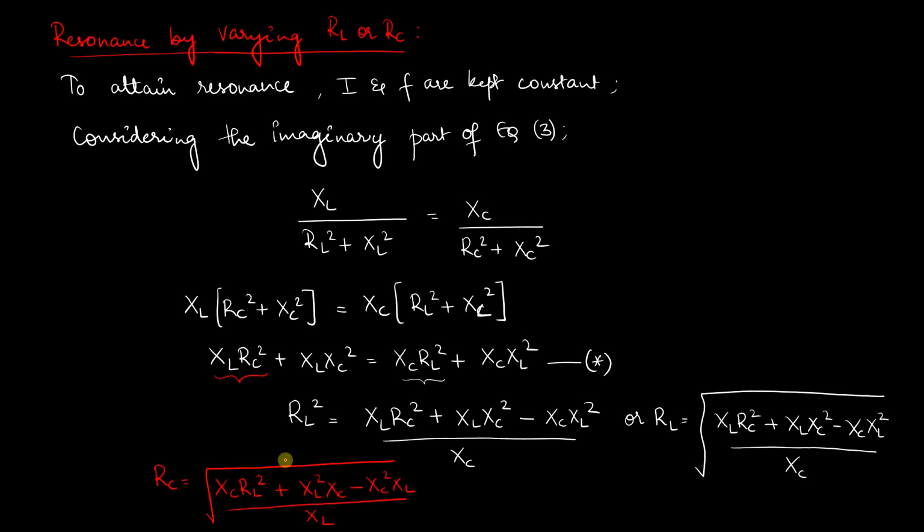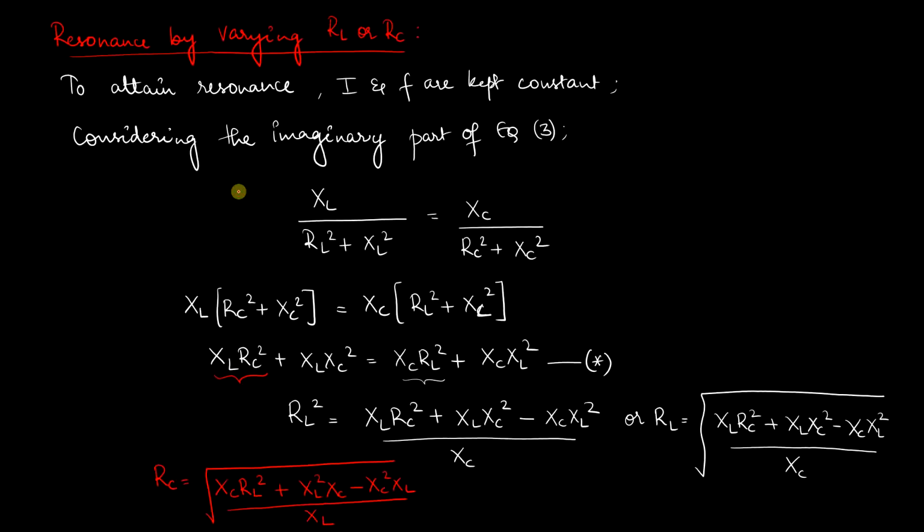In this case also the value of RC will be a positive value, so you do not have to consider the three different conditions. So this is how you can obtain the value of RL or RC by varying them, keeping in mind that the resonance is obtained when the current and the frequency are kept constant.